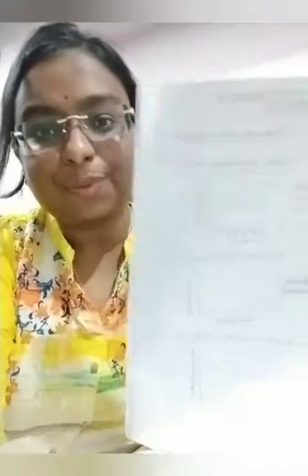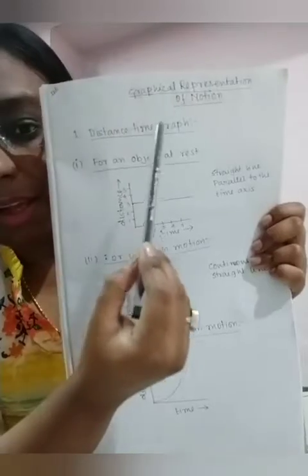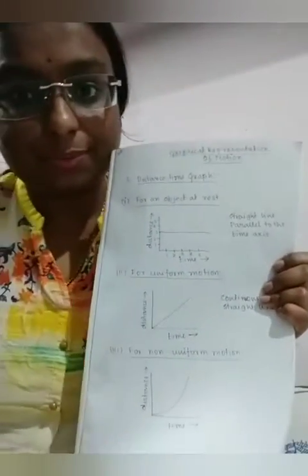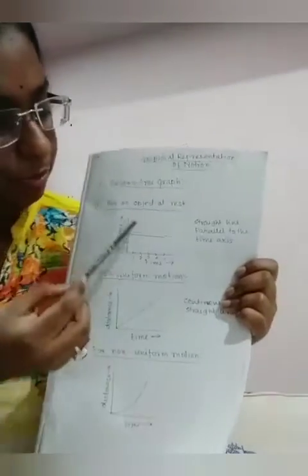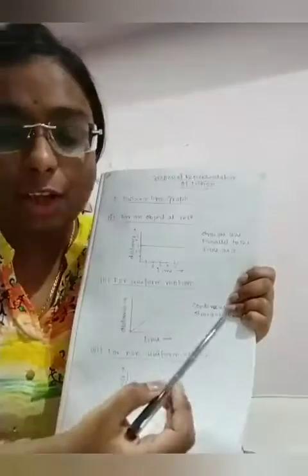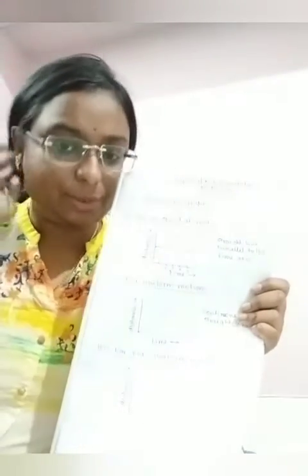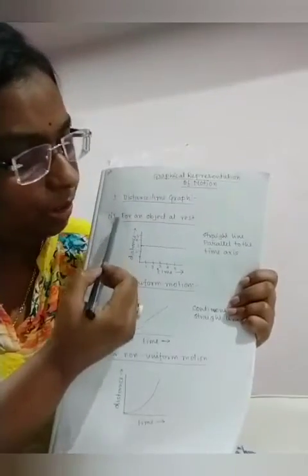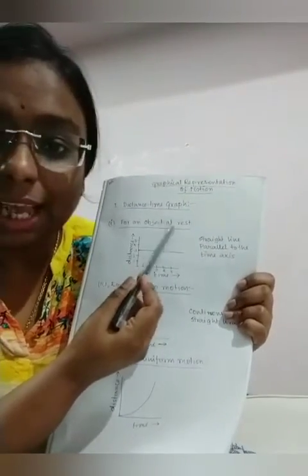We have already discussed in case of uniform motion and non-uniform motion how to draw graphs. So graphical representation of motion. So the first topic is distance time graph. Now distance time graph means in the x-axis you have to take the time and in the y-axis you have to take the distance. Okay. So the first point is an object at rest.